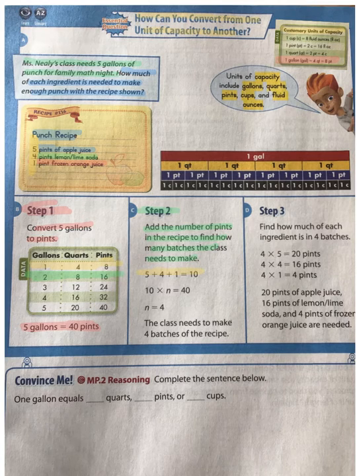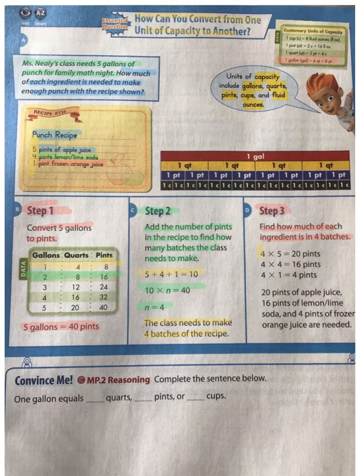So the recipe calls for 10 pints, but we need 40 pints. So our equation is 10 times n equals 40, or what number? And our answer is 4. So the class will need to make 4 batches of the recipe. Now we're not finished yet. We have to go to step 3. We need to find out how much of each ingredient is in 4 batches. So all we're going to do is multiply 4 times the number of pints needed for each ingredient.